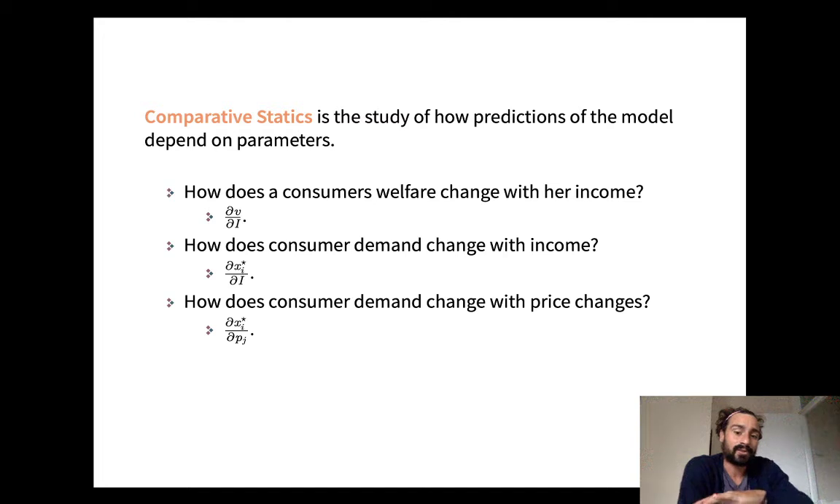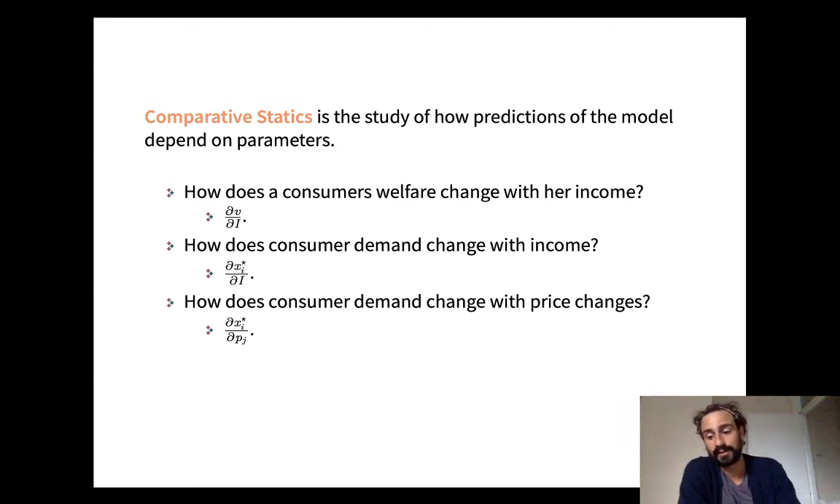And how does consumer demand change when prices change, right? So if I change the prices of apples, does it change the demand for pears, or does it change demand for apples, et cetera, right? So these are all questions that are now very easy to answer within our model. And they're easy to answer because they're just partial derivatives of some output thing, v or x star, with respect to some input thing, one of the parameters, I or p. And so this is very simple.